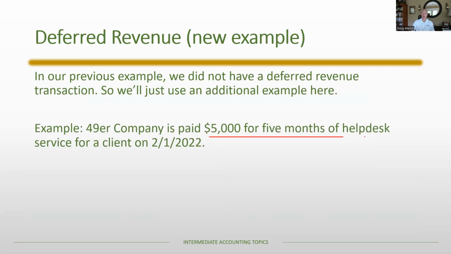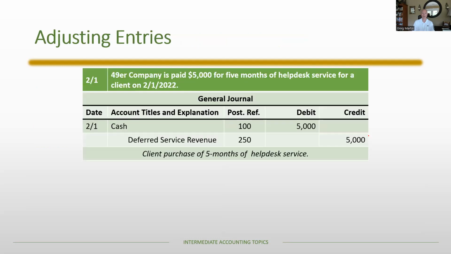$5,000 for help desk service, and we're going to figure out, okay, well, what happened on the original transaction, and then what do we need to do subsequent to that? With the original transaction, of course, you receive the cash, that's a debit, but now I have this obligation that I have to fulfill. In other words, there's this future sacrifice that I need to make. I need to provide this help desk service.